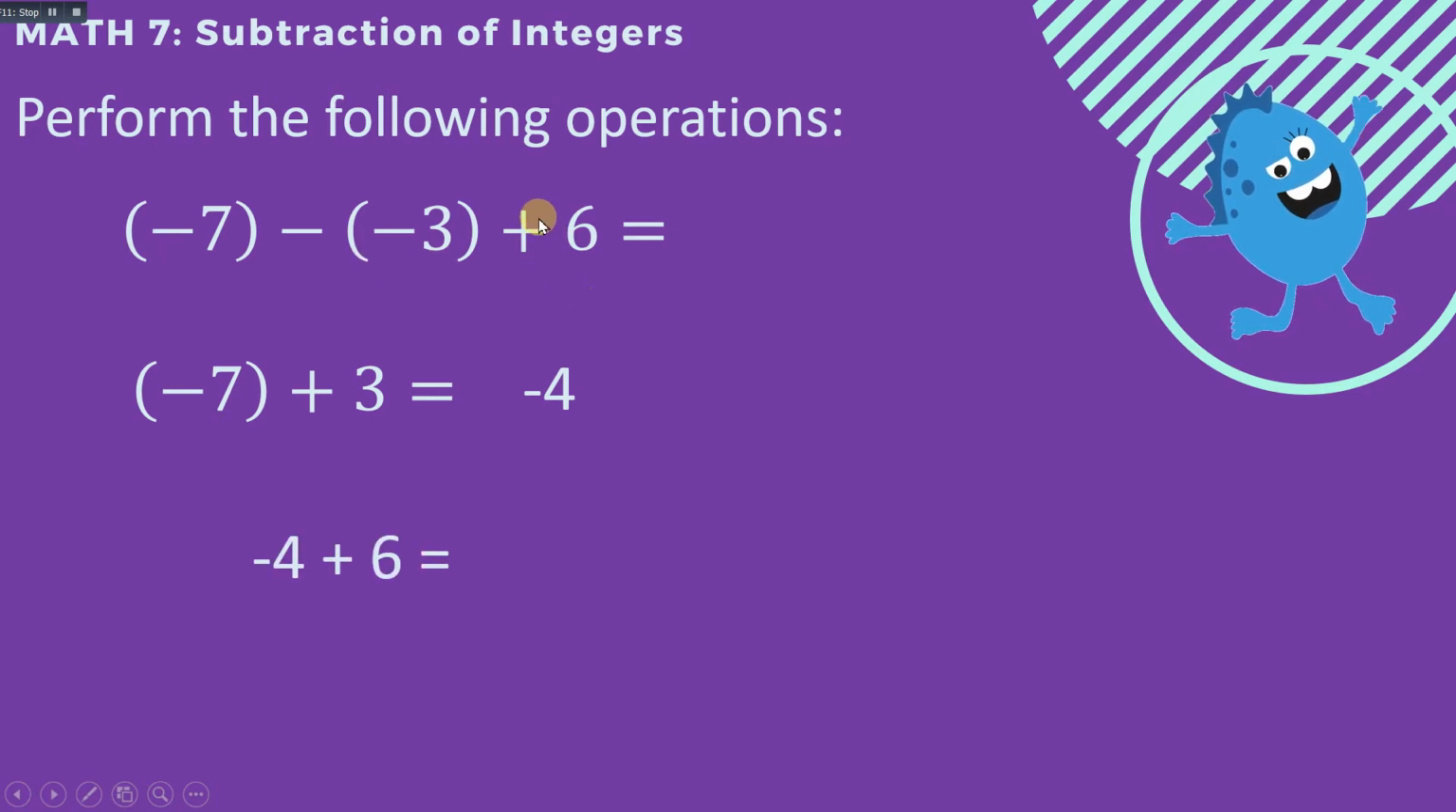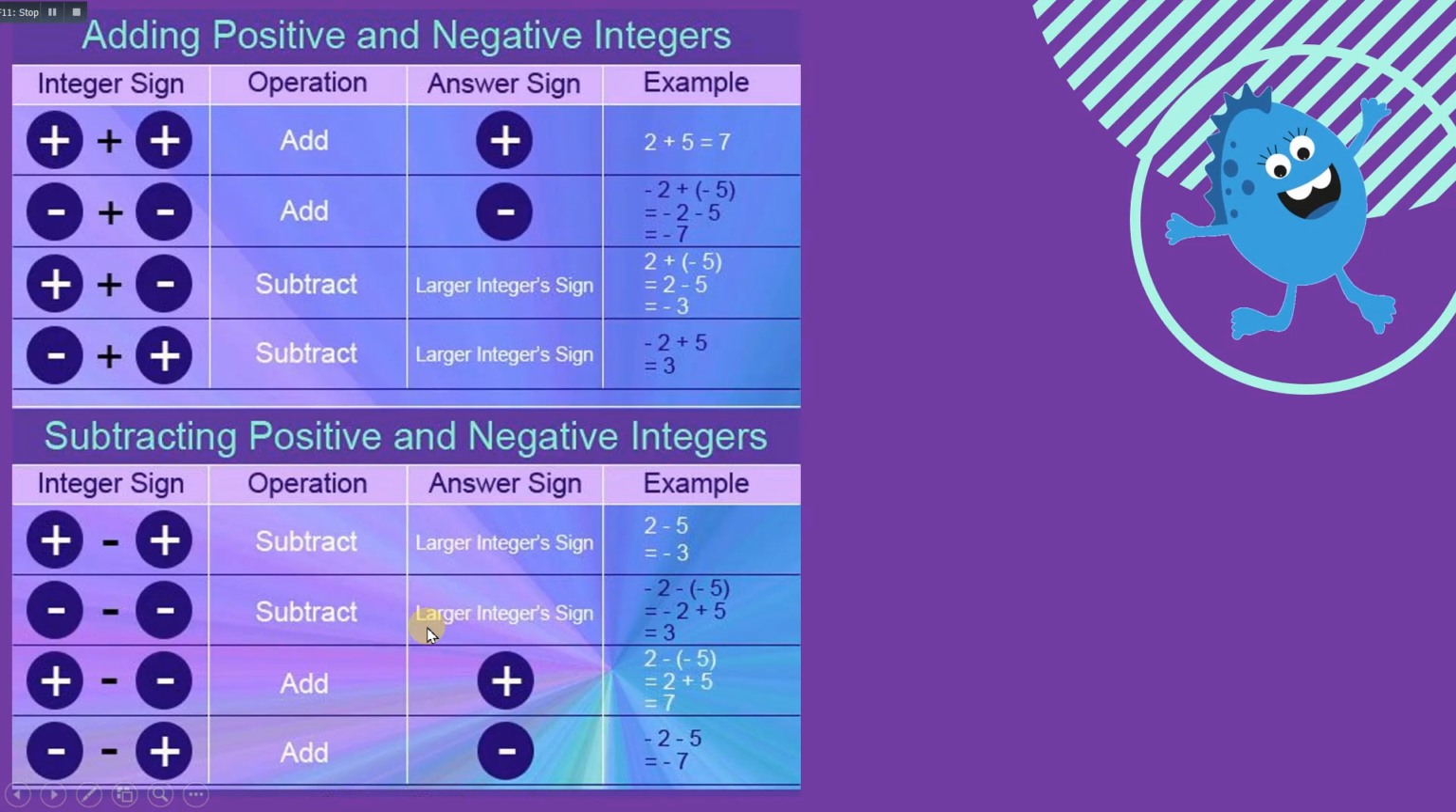Okay, this is the overall table for addition of negative and positive integers, and this is the table for subtracting positive and negative integers. So just to summarize, we have to add the same sign and follow the common sign, which is negative plus negative is equal to negative for the answer sign. Positive plus positive, add and then follow the positive sign.